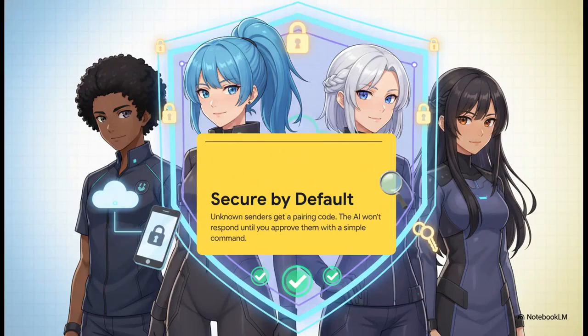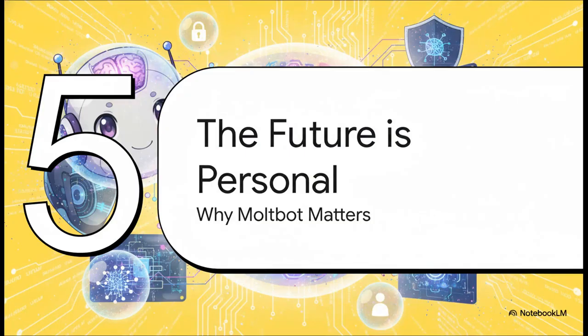And this is crucial. Moltbot is secure by default. If some random person messages your assistant's number, they don't just get through. Nope, they get a pairing code, and the AI will only respond after you, the owner, explicitly approve them. You have total control.